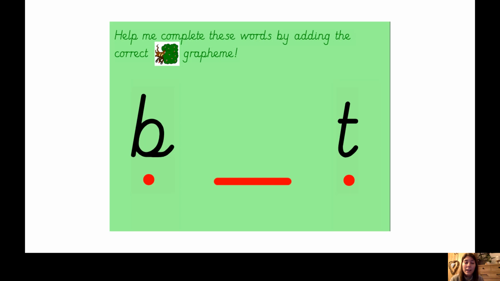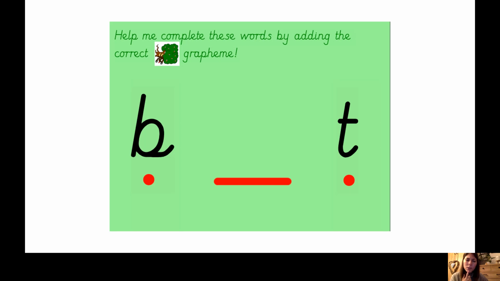On my screen, I have some graphemes already written. Where the empty space is, which sound do you think we're going to have to say to make this word? That's right, the O sound. So let's sound talk what's on the screen, adding the O phoneme in the missing space. What word are we writing here, everybody? B-O-T, boat.